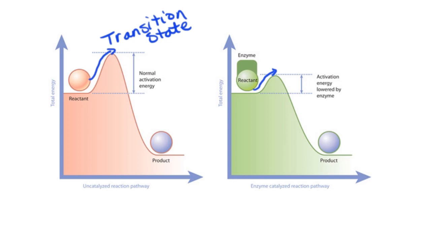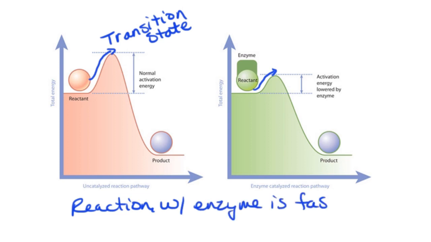So the reaction with enzyme is faster. And that reaction would, in this case, be the one shown in green.